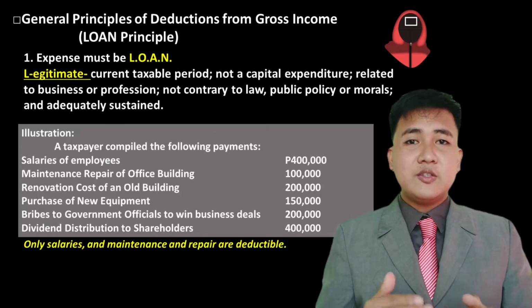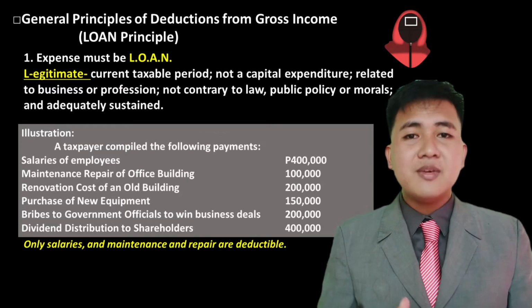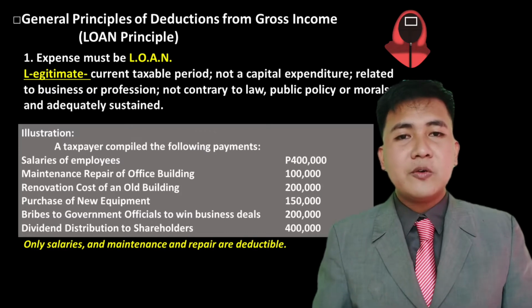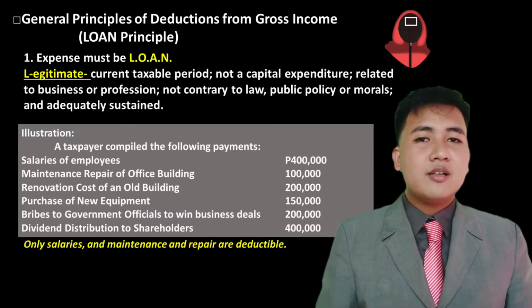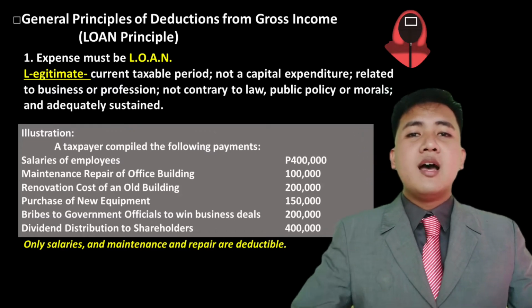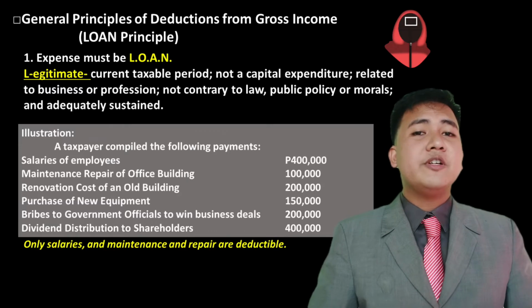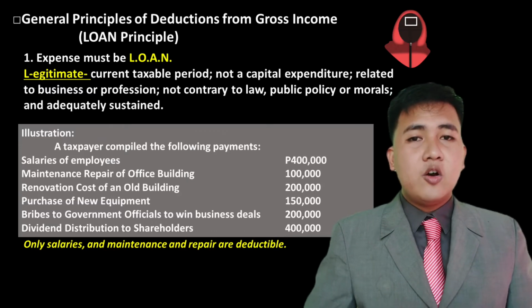Here is an illustration. Say a taxpayer compiled the following payments: salaries of employees or the payroll, 100,000; the repair and maintenance, 100,000; renovation cost of an old building; the purchase of new equipment; the bribes to government officials; and this dividend distribution to shareholders.